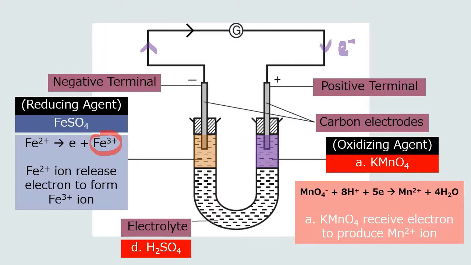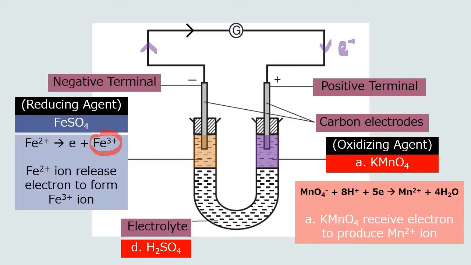Next, on the right arm, manganate(VII) ions and hydrogen ions that come from the acid will receive electrons and produce manganese(II) ions and water. This receiving of electrons shows that manganate(VII) and hydrogen ions undergo a reduction reaction. Therefore, acidified potassium manganate(VII) solution is an oxidizing agent.